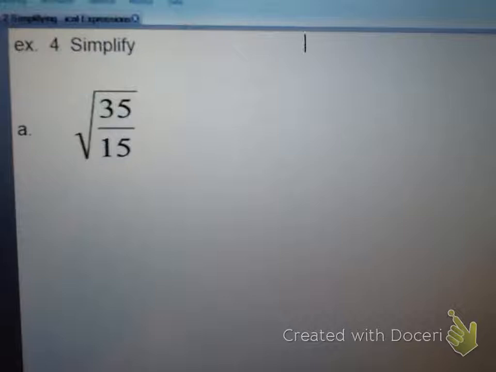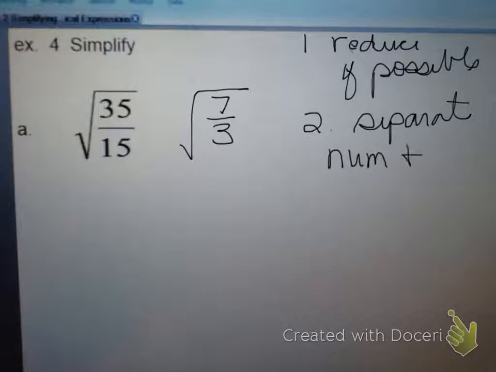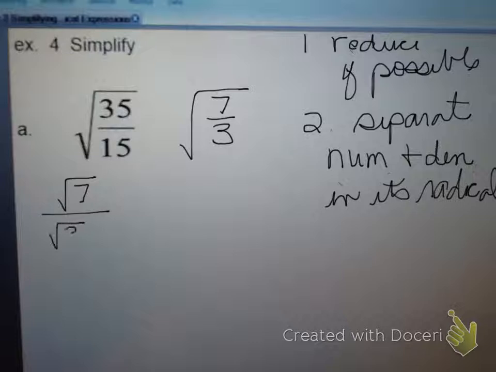First, example 4, step 1 is reduce the fraction if possible. Can I reduce 35 over 15? Yes, I can. I can reduce that to 7 over 3. Step 2: separate by putting the numerator in its own radical and the denominator in its own radical. So that's the square root of 7 over the square root of 3.